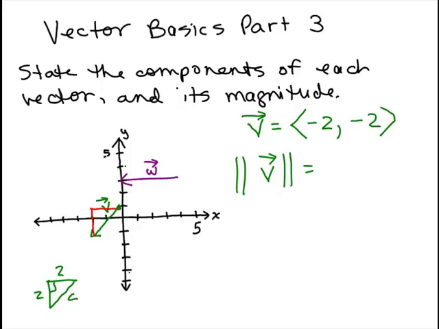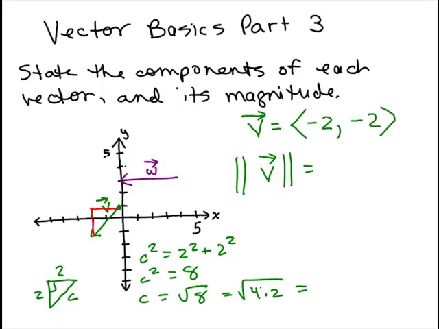And using the Pythagorean theorem, we know c squared is 2 squared plus 2 squared. So c squared is 4 plus 4, or 8. So c is the square root of 8, or if you simplified that, I think of it as square root of 4 times 2, and that is a perfect square, so I could take out the square root of 4. 2 square roots of 2. So the magnitude of v is 2 square roots of 2. So we've done it for vector v.